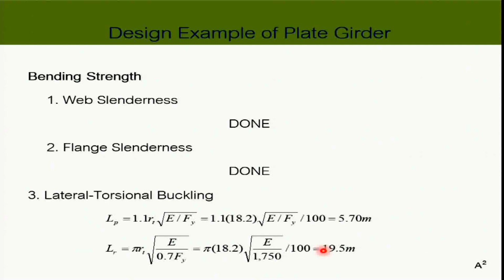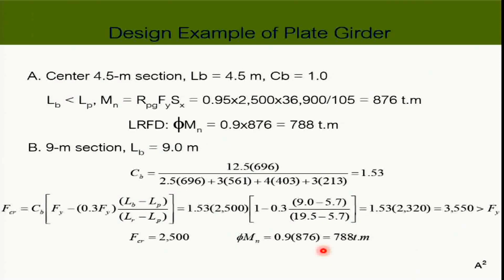So if you can recall the first case in the middle, the unbraced length is 4.5 meters. So no problem. You're going to get the full strength, which is RPG multiplied by Fy multiplied by Sx, because the unbraced length is less than Lp, right? But for the 9 meter section, unbraced length is greater than 5.7 meters.